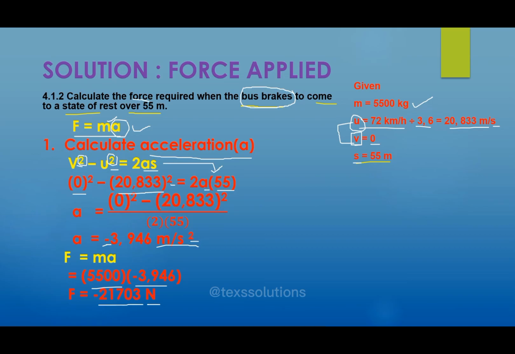We should remember that when an object is coming to a stop or rest, the acceleration should have a negative sign, the velocity is decreasing, and for a braking force, we should have a minus sign. It shows we are bringing the object to a rest.